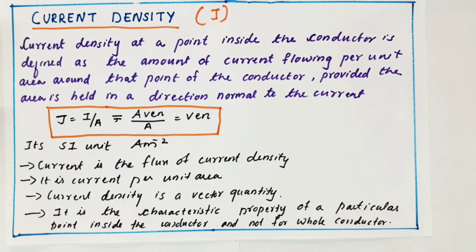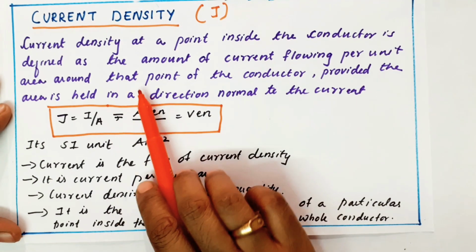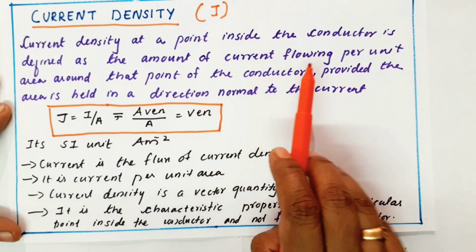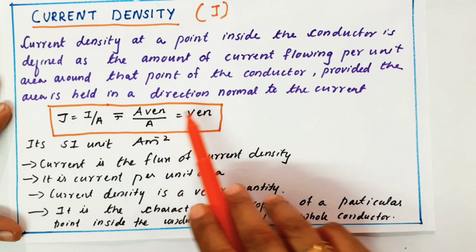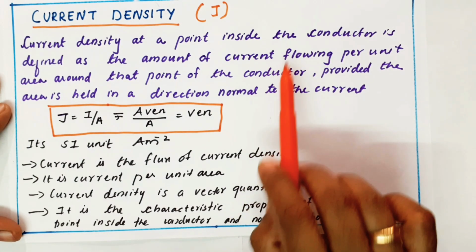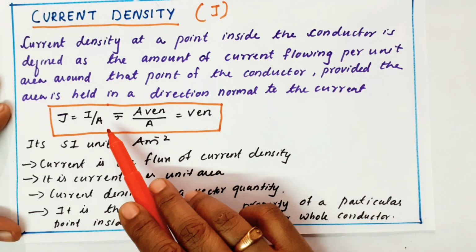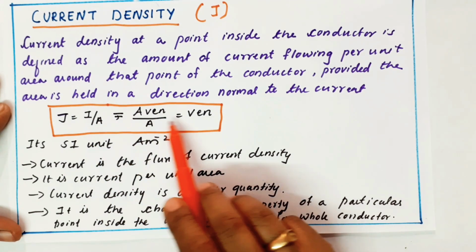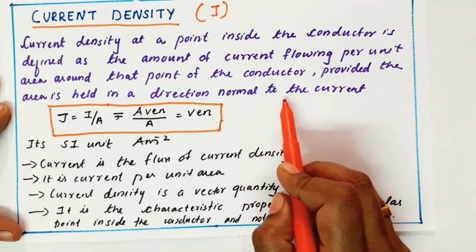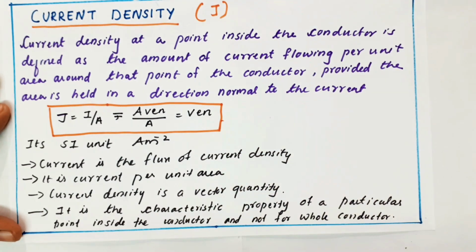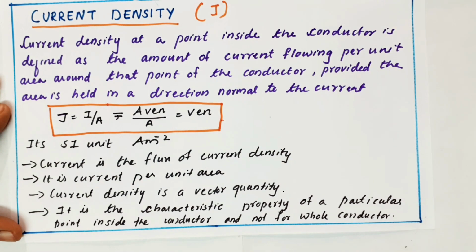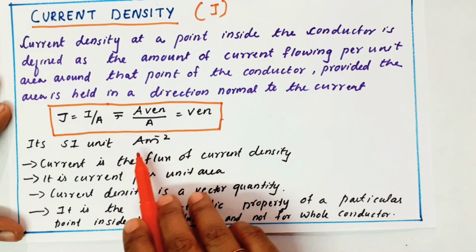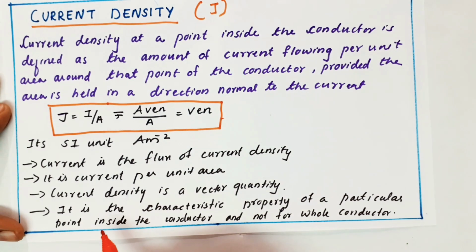Now you see the last term, that is called current density. Current density at a point inside the conductor is defined as the amount of current flowing per unit area around that point of the conductor, provided the area is in a direction normal to the current. So current density is nothing but current by area. What is your current? Current is n e A v. So we can write simple formula for current density as n e v, how? n e A v by A. Its unit is ampere per meter squared.